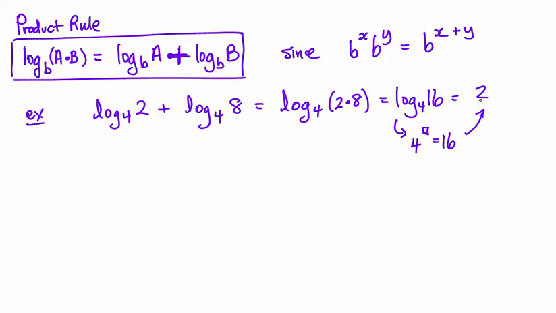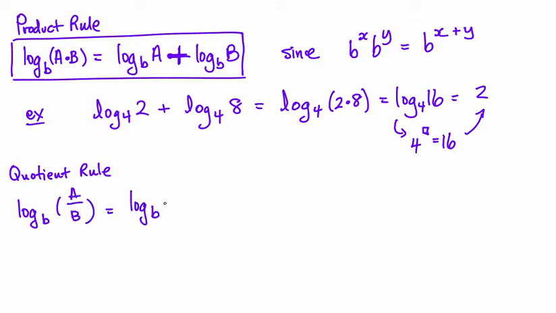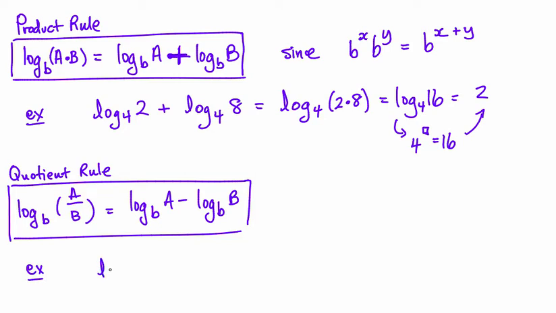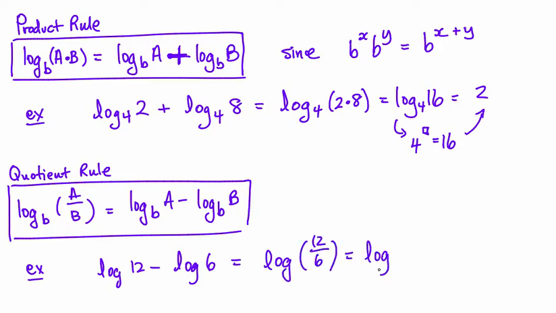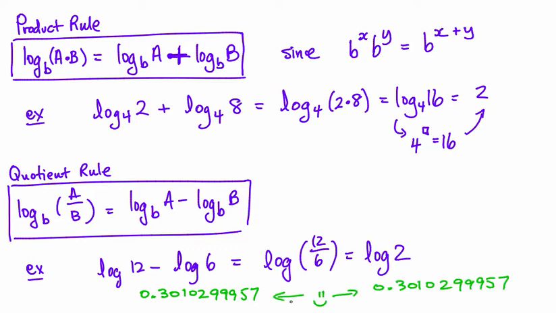Okay, if there's a product rule, there is a quotient rule, so that'll be our next one. And essentially the quotient rule says instead of multiplying, if you do division, then instead of adding, you get subtracting. So an example of that might be log of 12 minus log of 6 is the same as log of 12 over 6, or log of 2. And you can verify that. Just grab a calculator, do log 12 minus log 6, see what decimal place you get, and then do log 2 and see what decimal place you get.